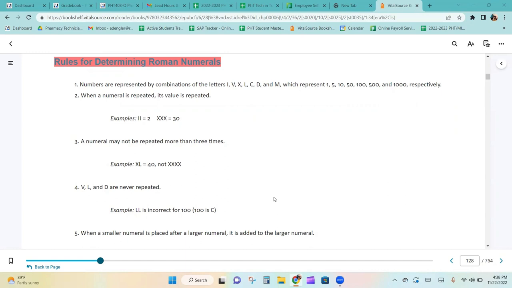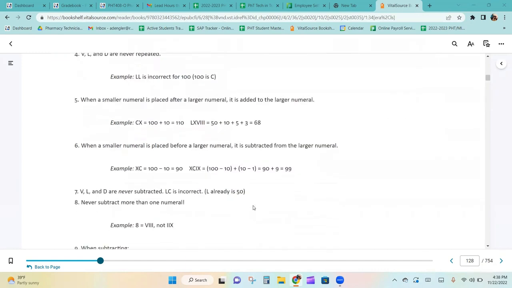A numeral may not be repeated more than 3 times. V, L, and D are never repeated. And when a smaller numeral is placed after a larger numeral, it is added to the larger numeral. And when a smaller numeral is placed before a larger numeral, it is subtracted from the larger numeral. V, L, and D are never subtracted.